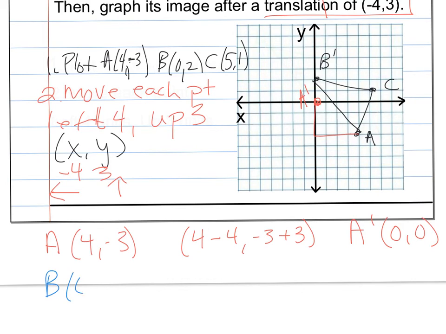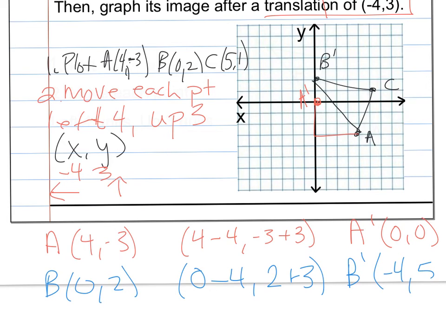B, which is at 0, 2, I'm going to change my x, I'm going to go left 4, and y, I'm going to go up 3. So B prime is going to be at -4, 5. B prime.